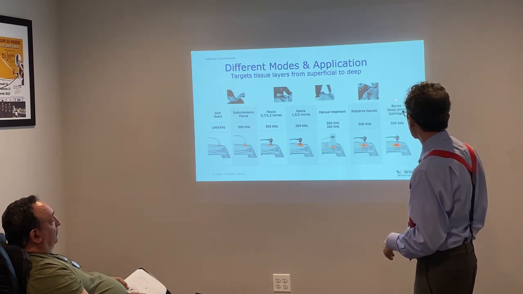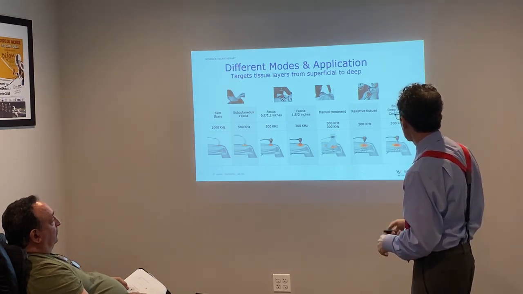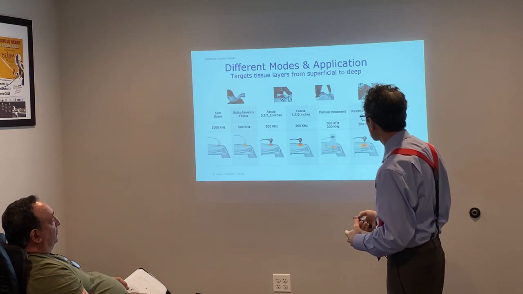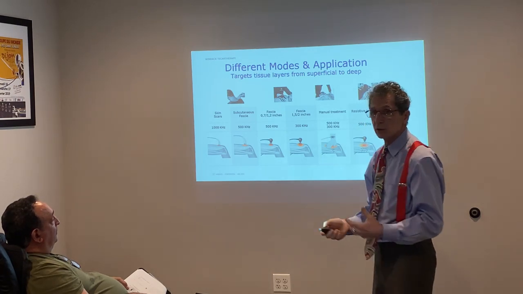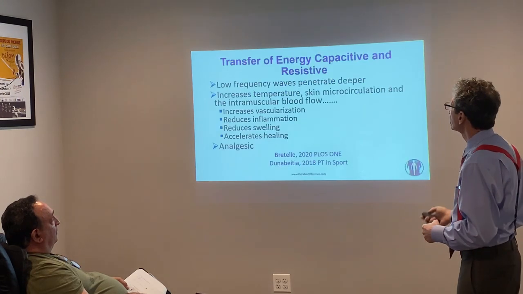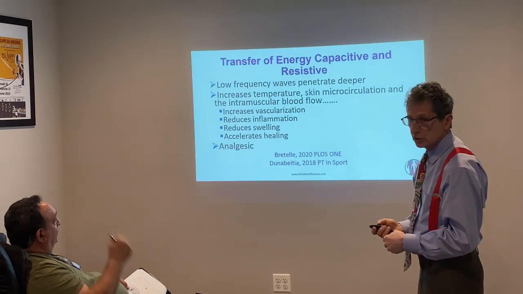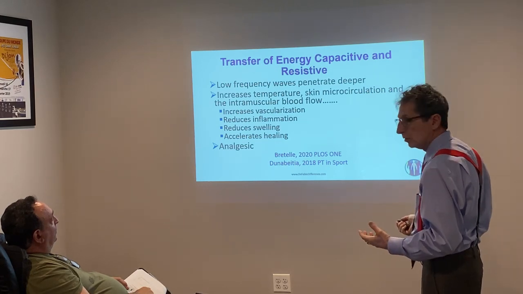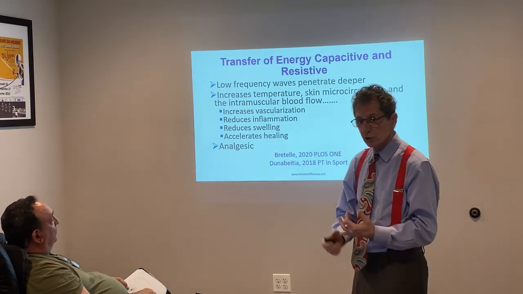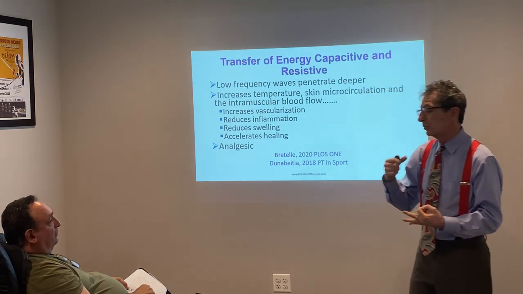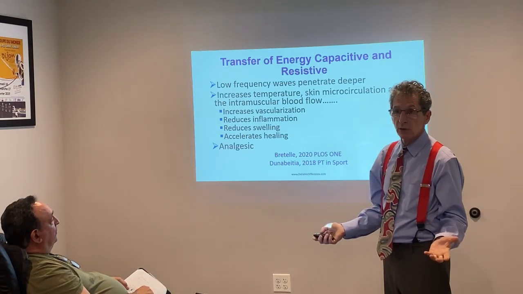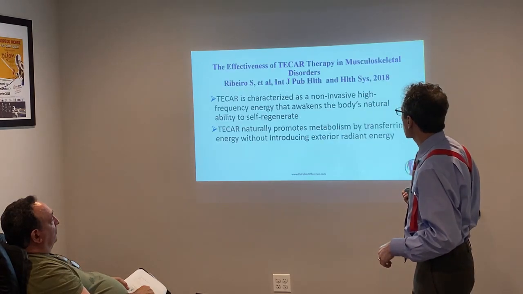So you can get down to the cartilage in the joint, or you can just do it more on the myotendinous junction, or you can do it more superficially all the way to scar. So it's pretty cool stuff. So transfer of energy, capacitor resistance, TechR, the lower frequency waves penetrate deeper. Increase in temperature, you get that microcirculation, better blood flow, better vascularization, reduces inflammation, reduces swelling, reduces pain, and accelerates healing. That's what it does in a nutshell. And we're going to do some breakouts on that right now.